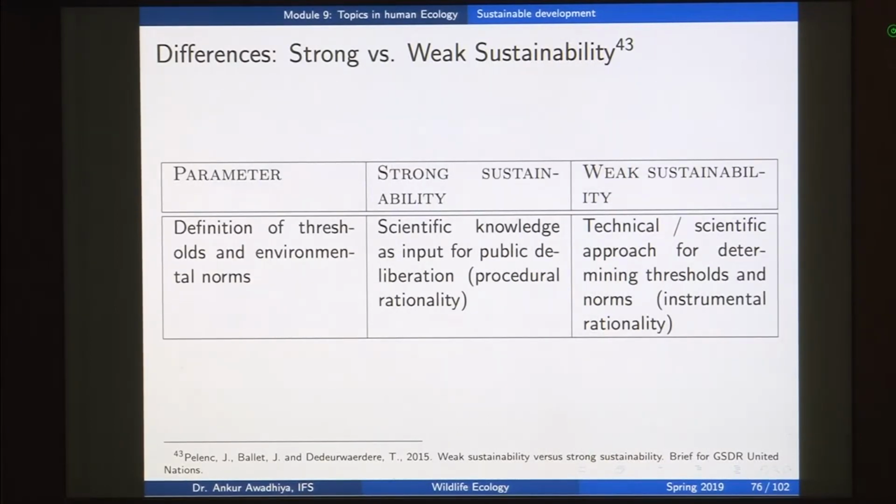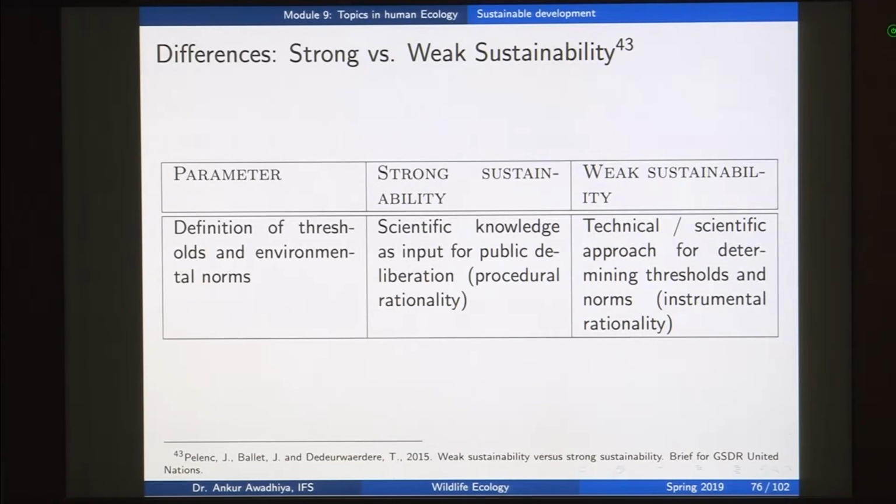Then the definitions of thresholds and environmental norms. The strong sustainability says that scientific knowledge is important as an input for public deliberation and for procedural rationality, which means we need to study climate change, we need to study different ecosystems so that we get more and more knowledge about these things, and so that we are able to better conserve our environment. On the other hand, the weak sustainability only talks about a technical or scientific approach for determining thresholds and norms.